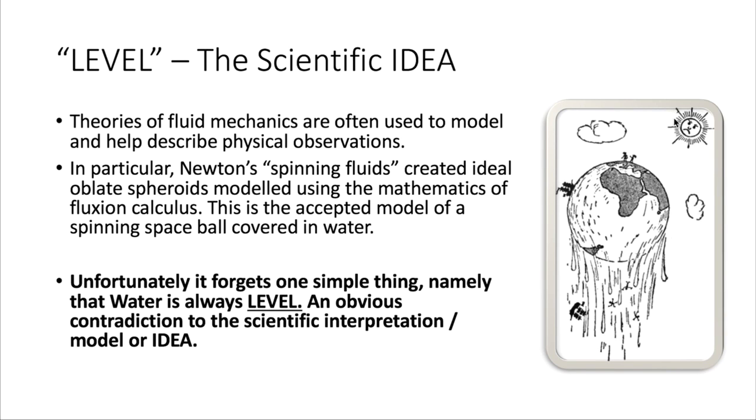The different calculus, there was a big fight at the time between Newton and Leibniz. A lot of people went on the side of the more algebraic, abstract definitions of the calculus, now called integrals and derivatives. But back in the day, Fluxian calculus was Newton's way of doing it. And it was him basically that came up with the idea of a spinning fluid to model the shape of the Earth. But unfortunately, it forgets one fairly simple thing, and that's that water is always level. And that's an obvious contradiction to this scientific interpretation of this model or this idea.